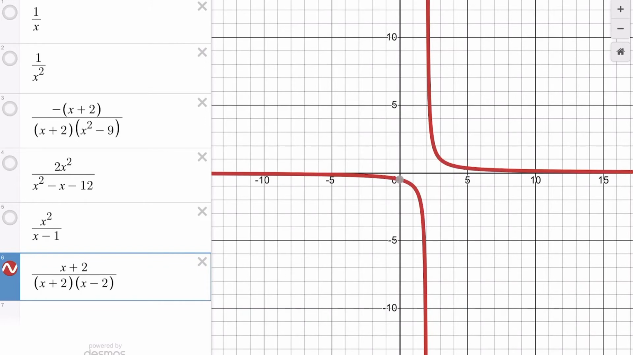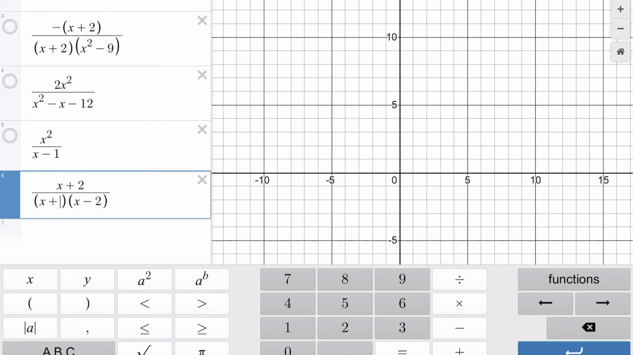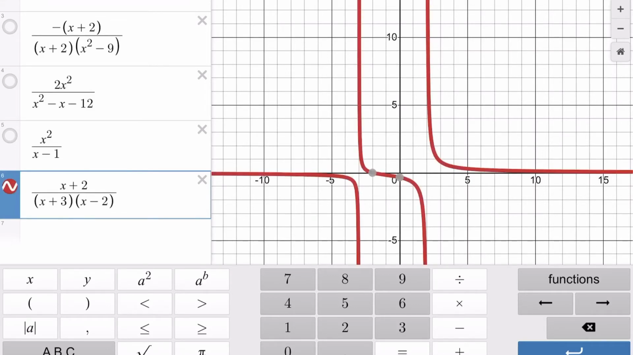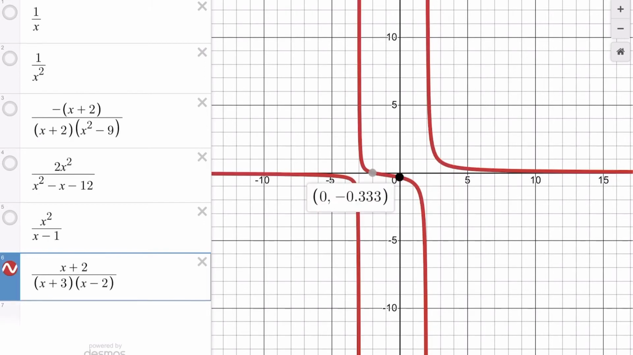Now I want to point something out. If I change the x plus 2 in the denominator to be, let's say, x plus 3, we go from having a hole to now having 2 vertical asymptotes. We have a vertical asymptote at x equals 2 and a vertical asymptote at x equals negative 3. And the function at x equals 2, well, that's fine. That's just when we have an x-intercept.